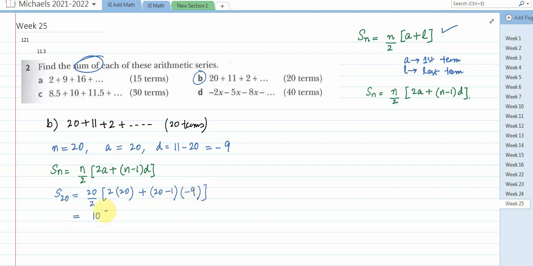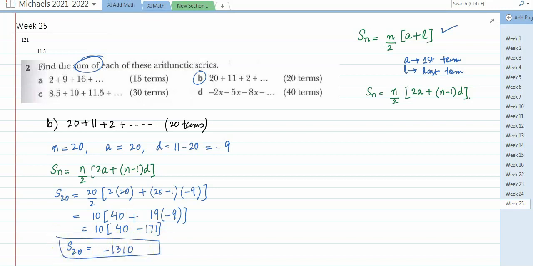2 tens are 20, right? 2 twenties are 40, plus 20 minus 1 is 19, times minus 9. We can simplify it easily. 19 multiplied by 9 is 171. So that will be 10 times (40 minus 171), multiplied by 10. So the sum for 20 terms leads to minus 1310, and that is your answer for the sum of 20 terms.